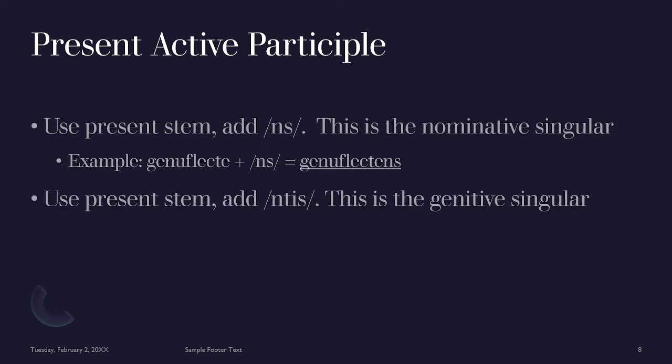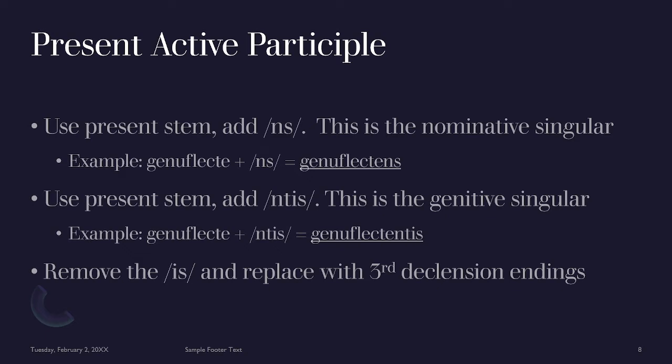I go back and take that same present stem, so not the one with NS on it, just the present stem from earlier, and I'm going to add NTIS to it. Now I've made it genitive singular, and this is going to once again be all three genders. So I take my stem of genuflecte, and I add NTIS to it, and now I get genuflectentis. So genuflectens, genuflectentis. That's the participle.